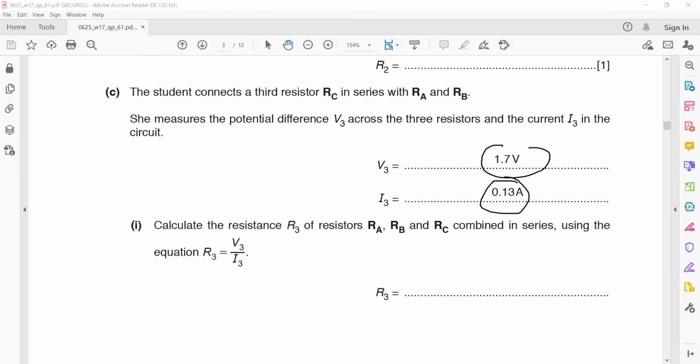13.1. Your answer should be in three significant figures. If you write 13.07, that's four significant figures. So you should round it off to three significant figures. As it is 13.076, it will be 13.1 ohm.